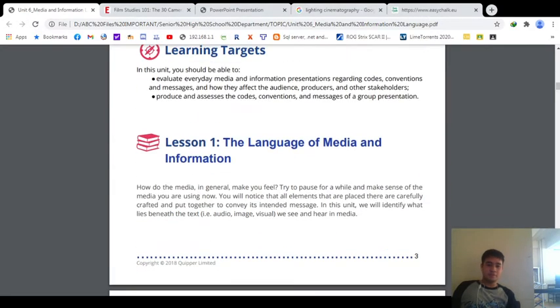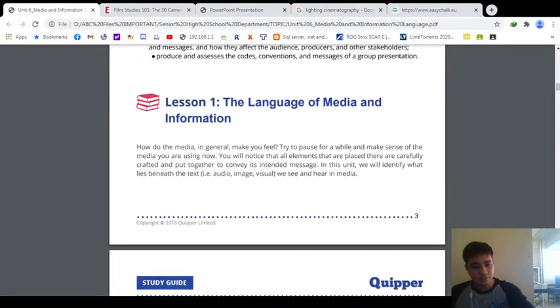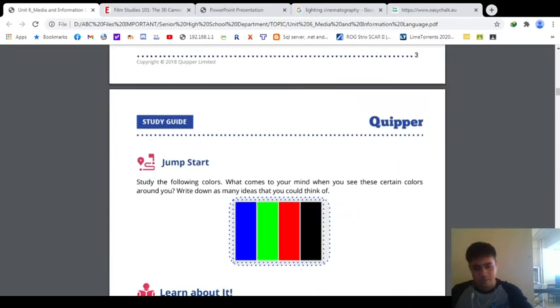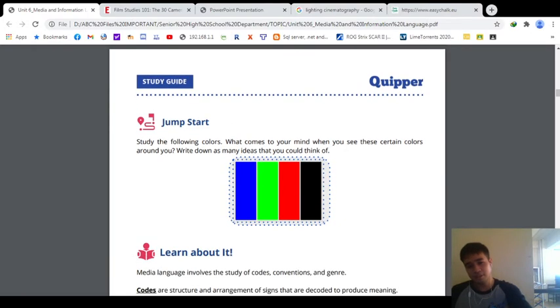So we hear in media. Let's see, can anyone identify this? Study the following colors. What comes to your mind when you see these certain colors around you? Write down as many ideas as you can think of. Anyone could answer this? TV? Okay, so any idea?